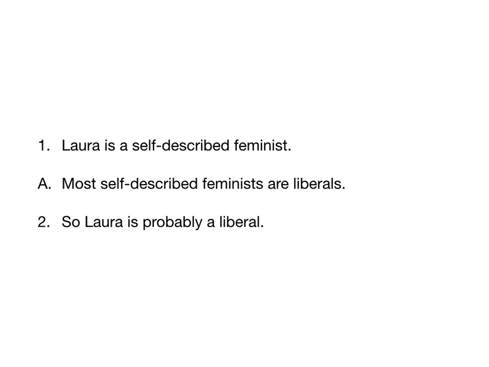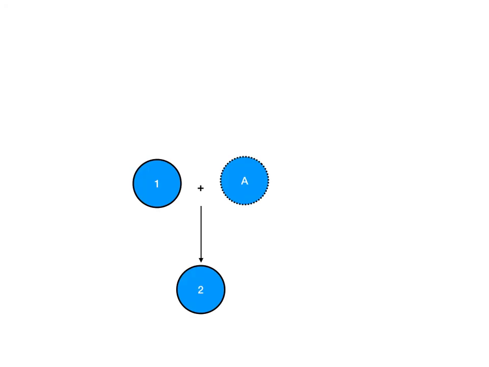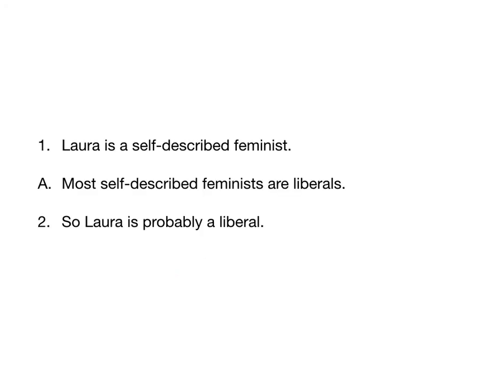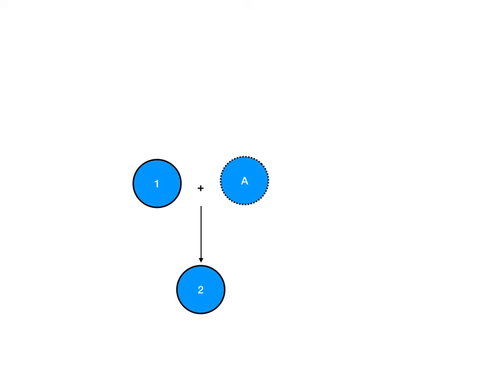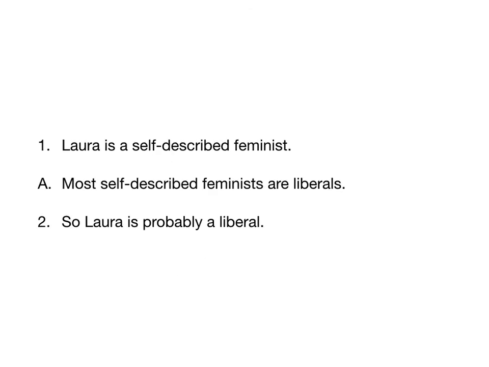So again, we make explicit what the argument assumes and kind of counts on us filling in our head, right? Laura is a self-described feminist. Most self-described feminists are liberals. So Laura is probably a liberal, right? We're saying this about one group. Most of its members are also members of this other group, liberals, right? And again, 1 plus this missing premise with dependent support gets us to our conclusion that she's probably a liberal.